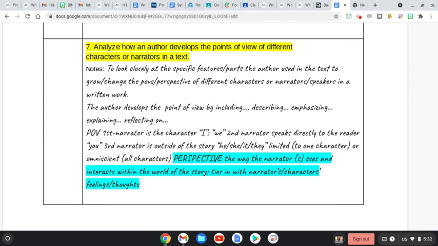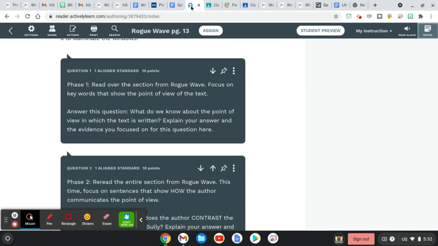It's the way that voice telling the story interacts in the world of the story and sees the world of the story. And so when we focus on point of view, always, when you're asked questions about point of view, you need to focus in on that perspective. And so as you're looking through this first phase for those keywords, make sure that you're looking for the words that draw you in to how the narrators see that world of their story.